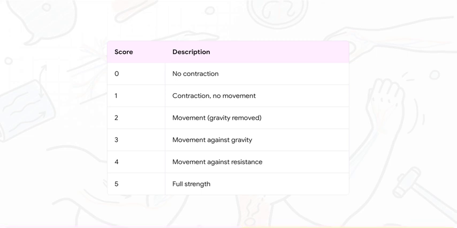But the most important thing here is to remember to always compare one side to the other. Is the weakness the same on both sides, or is it just on one? That's a huge diagnostic clue you have to document.